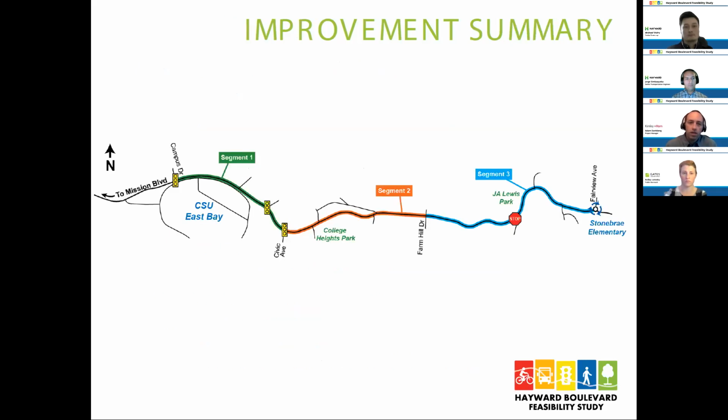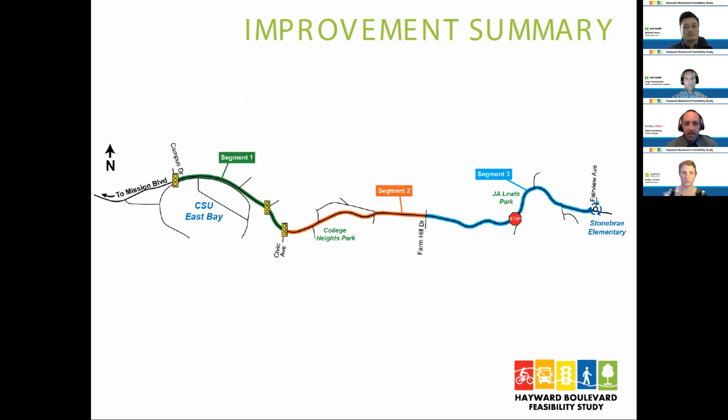Next slide. So I'll be talking through some of the specifics of the improvements that we have initially identified here. And to do so, we've broken the corridor out into 3 segments. The first segment is west of Civic Avenue to the study limit, which is at Campus Drive. The second segment is in the middle between Civic and Farm Hill. And the third segment is to the eastern limit, which is at Fairview.